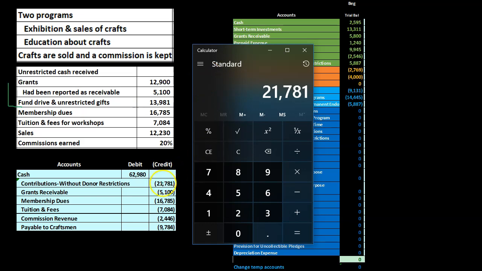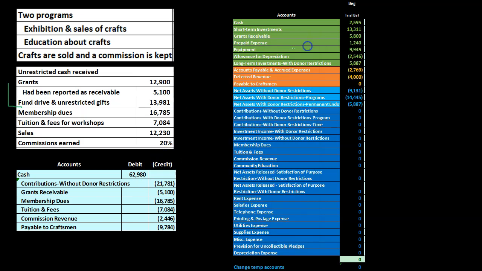That's going to be the amount here that we're going to report in contributions without donor restrictions. Contributions without donor restrictions is going to be our revenue account. Here's our revenue account up top. That's our primary revenue account. That's the one we really want. We don't have any restrictions on it. That's why we like it.